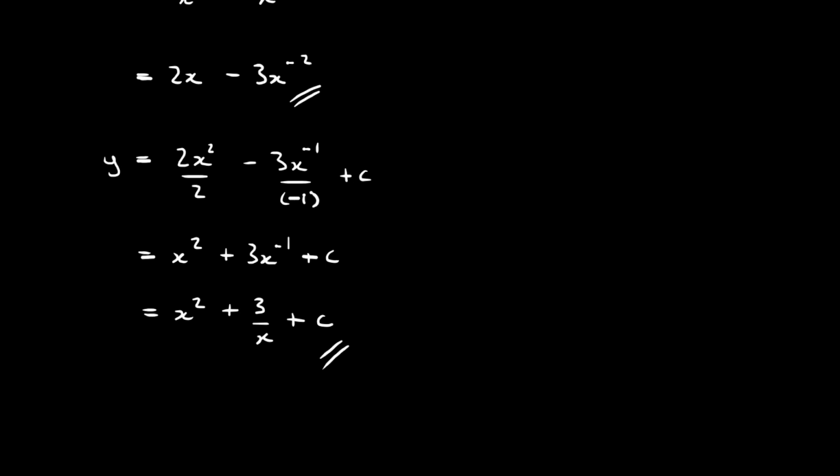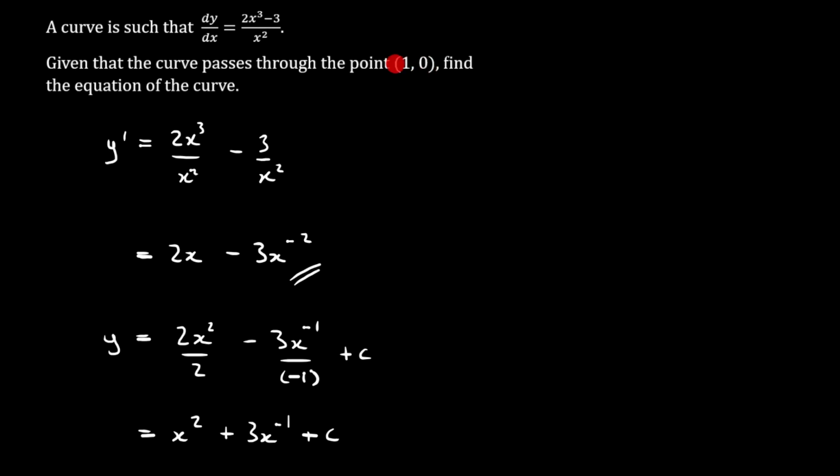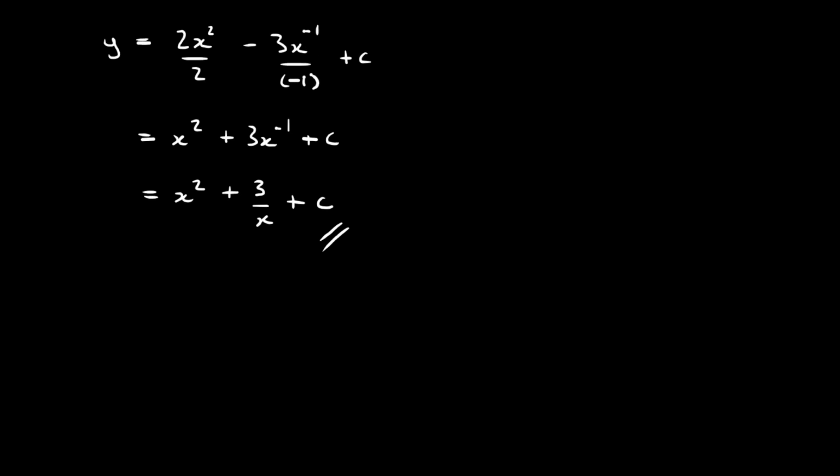Now, what we need to do is find out what this c is. And the way we can do that is we can use our coordinate point up here. So we know that when x is 1, y is 0. So let's apply that. We're going to write this down because we always want to explain what we're doing. When x is equal to 1, y is equal to 0. Which means that we get 0 is equal to 1 squared plus 3 divided by 1 plus c.